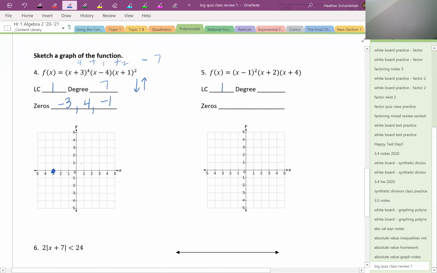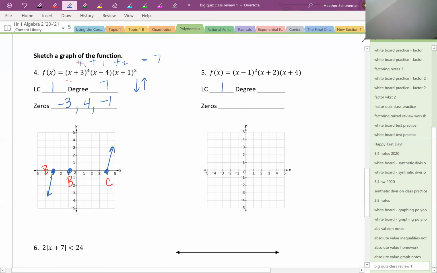I'm going to plot my points. I know I'm up to the right and down to the left. And as I'm looking through these, -3 occurs 4 times. That's an even time. So I'm going to bounce at -3. Okay. And then 4 occurs 1 time. That's an odd number. So I'm going to cross here at 4. And -1 occurs 2 times, which is an even number. So I'm going to bounce here as well.